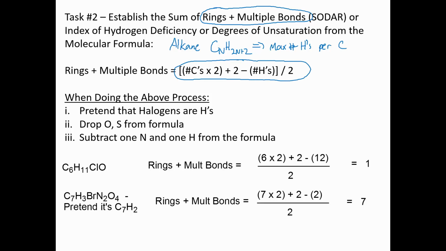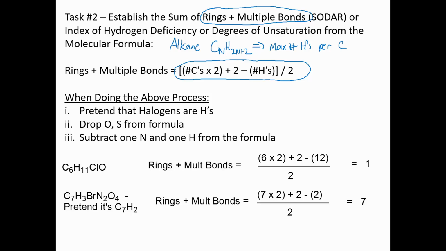The sum of the rings plus double bonds is equal to the number of carbons times 2, add 2, that gives us this alkane number up here. Then we're going to subtract the number of hydrogens that are actually in the formula and divide it by 2.